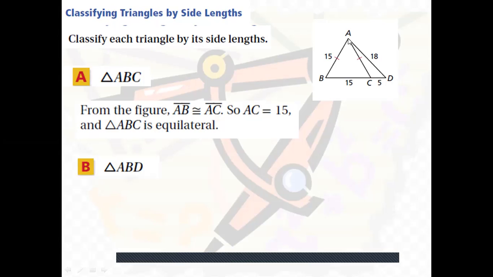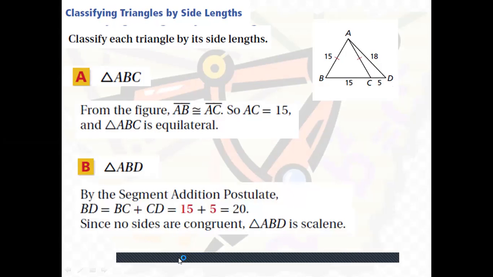So triangle ABD, in fact the whole triangle they're asking. AB is 15, AD is 18. What about BD? How do we calculate BD? From B to C, it's 15. C to D, it's 5. So to calculate the whole length, we add 15 and 5. So that makes BD 20. 15 plus 5 is 20. So one side is 15, the other is 18, and the base is 20.